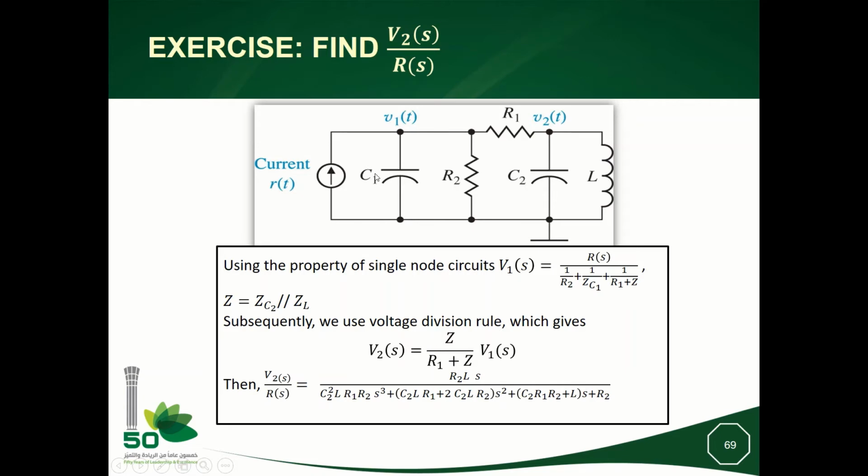This is a slightly more complicated circuit composed of a current source with value equal to r(t), so it is time dependent. And the objective is to get V2 over R. It means I will see V2 as output and I will see r(t) as an input.